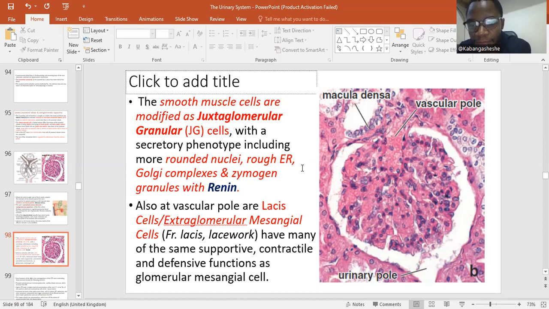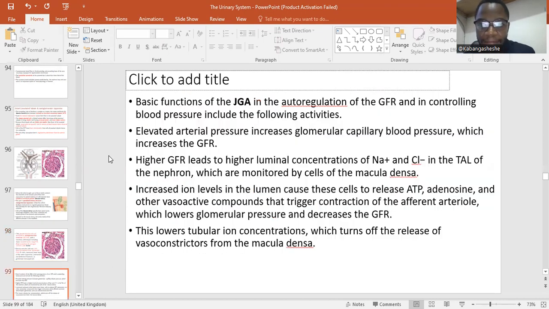Aldosterone leads to sodium conservation, so the body will store sodium and, at the same time, store water. Then angiotensin 2 causes vasoconstriction so that more blood can go to the glomerulus. That's how it's able to control blood pressure in the body. So that's how the macula densa is important, because it acts as a sensor testing the osmolarity and the volume of blood passing through the kidneys.